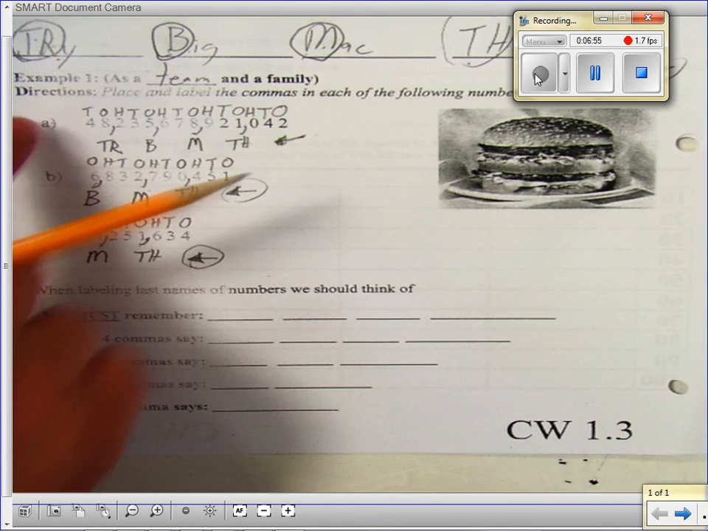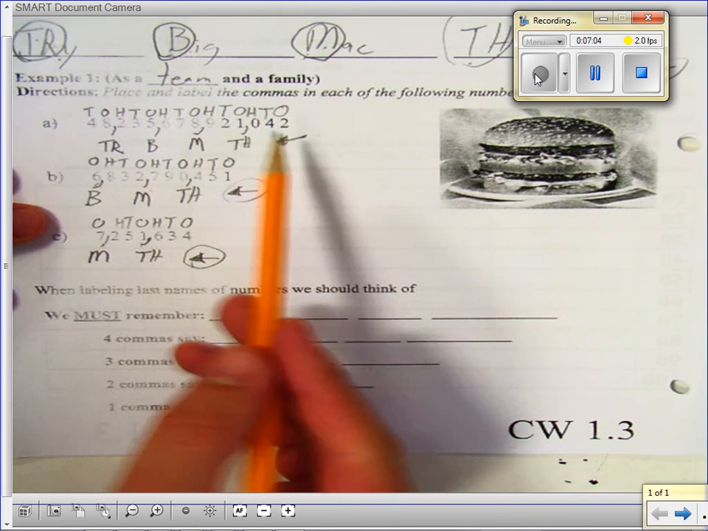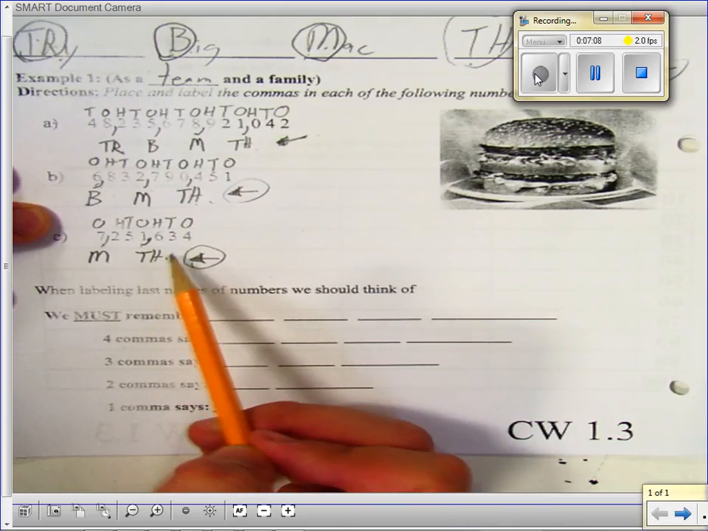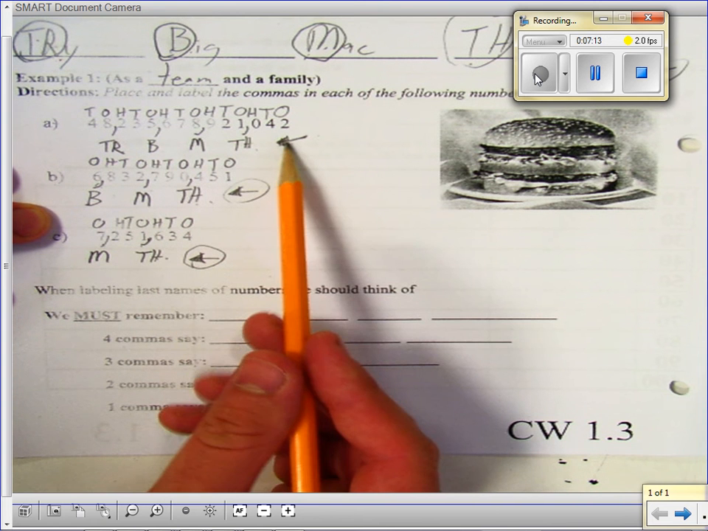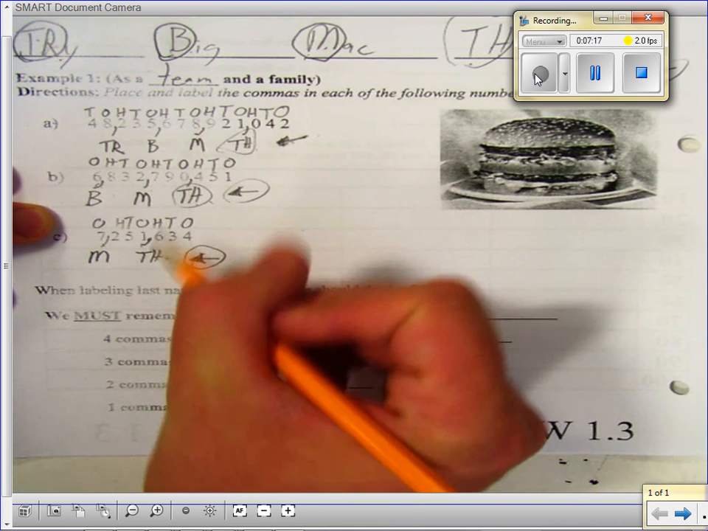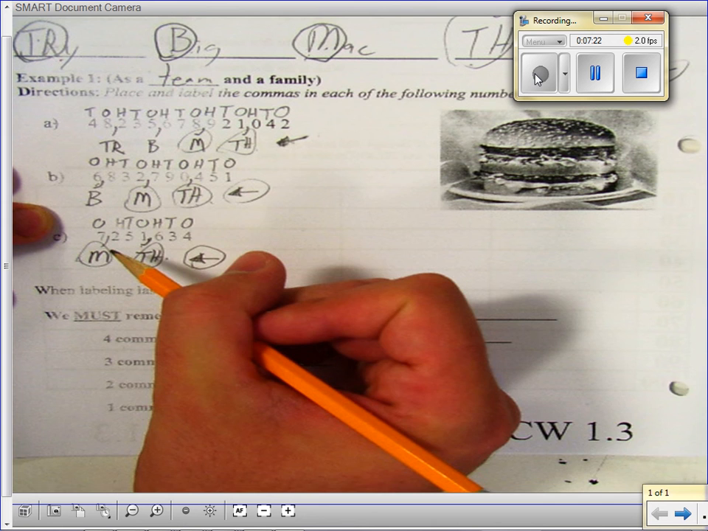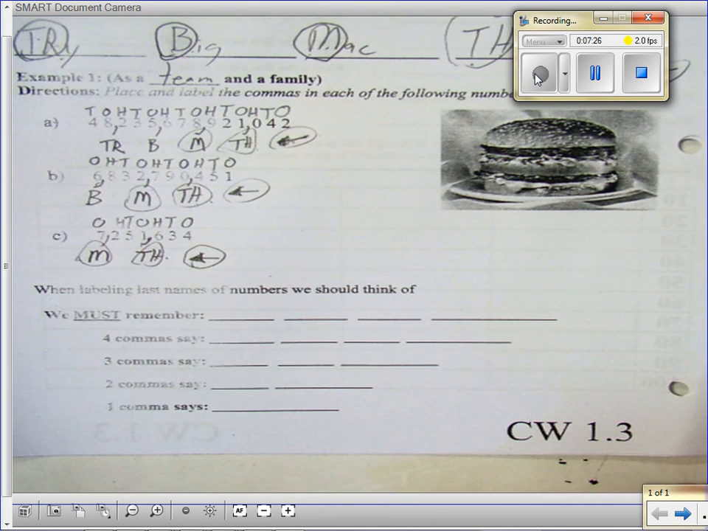Looking at example A, B, and C, we can tell that when we have less and less commas, 4, 3, or 2, the names of the commas are different. If we start on the right and go to the left, we notice that thousands is always first, millions is always second. That's why we have to start on the right and go to the left.